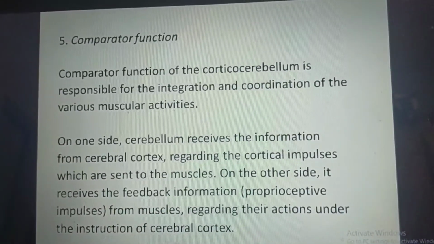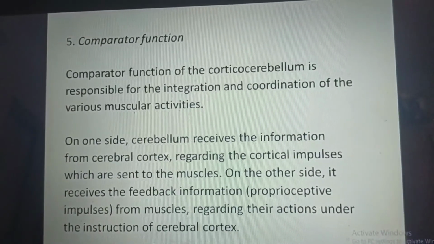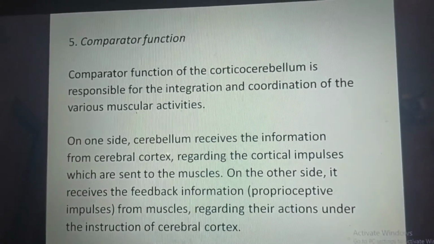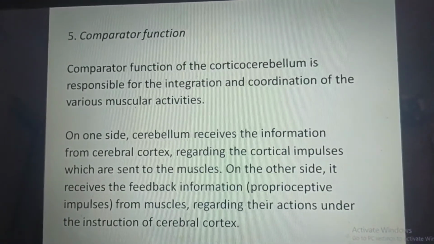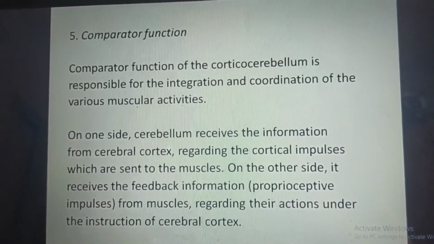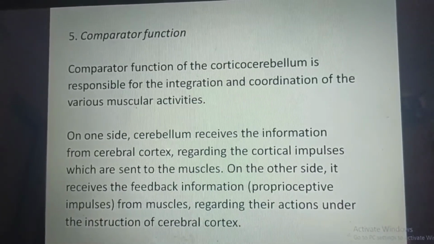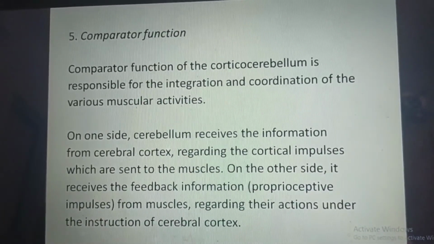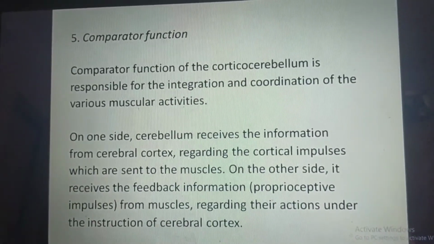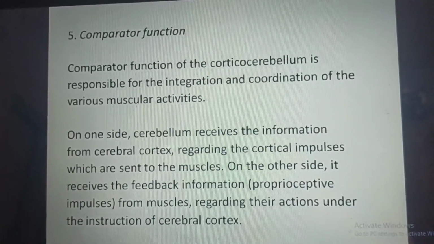Fifth mechanism is comparator function. Comparator function of the corticocerebellum is responsible for the integration and coordination of the various muscular activities. On one side, cerebellum receives the information from cerebral cortex regarding the cortical impulses which are sent to the muscles. On the other hand, it receives the feedback information, proprioceptive impulses, from muscles regarding their actions under the instruction of cerebral cortex.